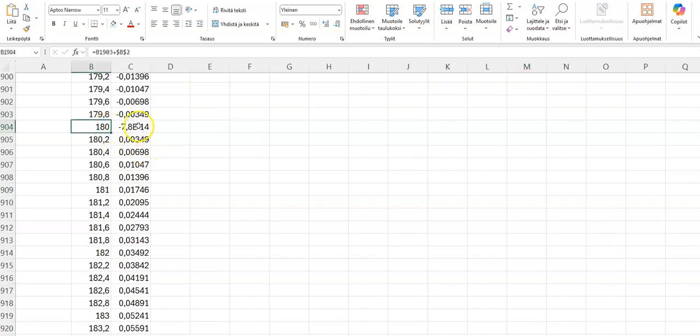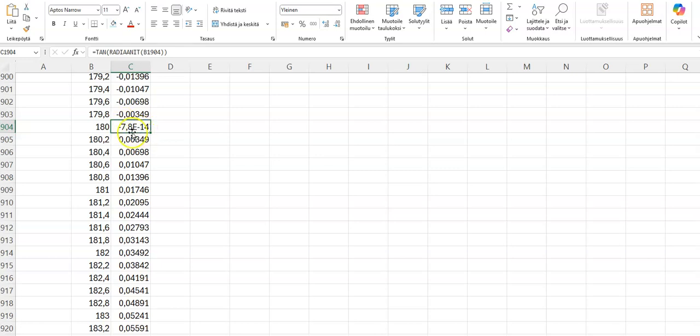180 degrees. Excel uses this kind of exponential form. There are some rounding errors which happen when using Excel. This value here is minus 7.8 times 10 raised to the power of minus 14. So this is actually minus 0.000000, etc., so that the 14th decimal is the 7 and the 15th decimal is the 8.